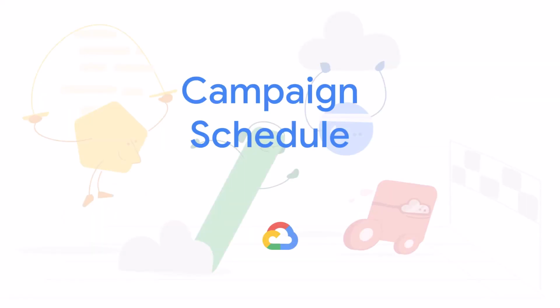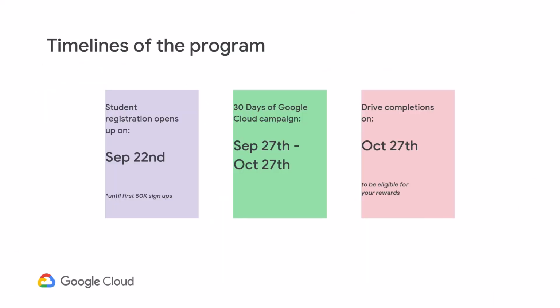Now, let's come to the campaign schedule. The registrations, which started on 22nd of September, have now ended. The timeline for the program is from 27th September to 27th October. The drive completes on the 27th of October for you to be eligible for your rewards.